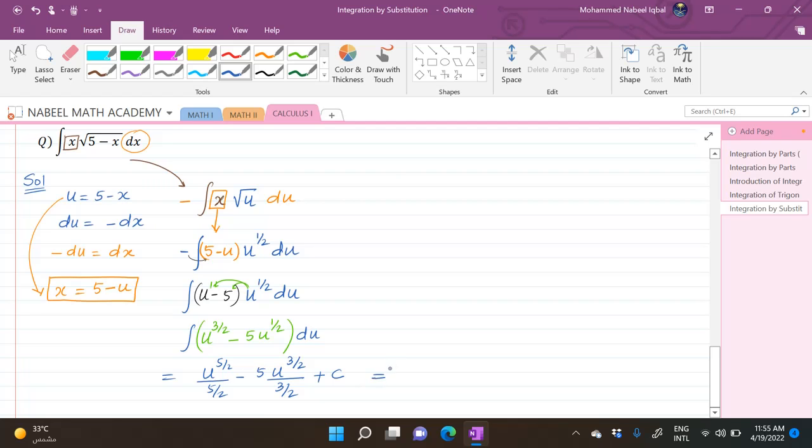And it can be rewritten as 2 over 5 u to the power 5 over 2, minus, if you multiply, you will get 10 over 3 u to the power 3 over 2, plus c. Now we have to substitute the u value. What is the u value here? 5 minus x. Here it is 5 minus x. So this is the final answer.